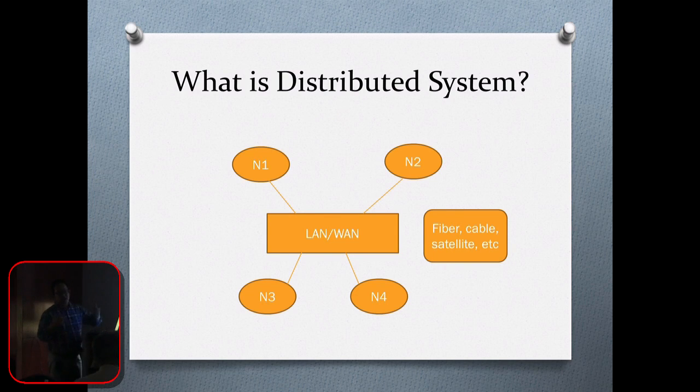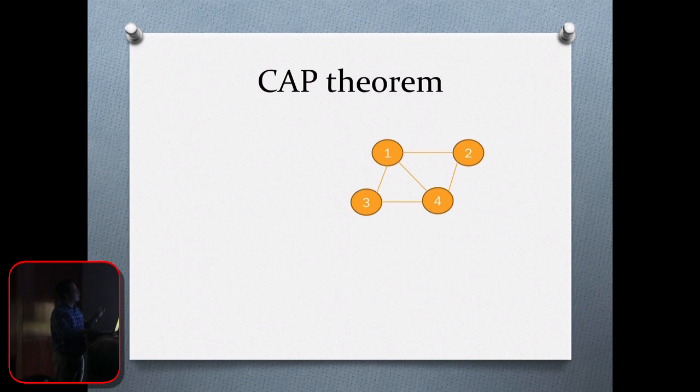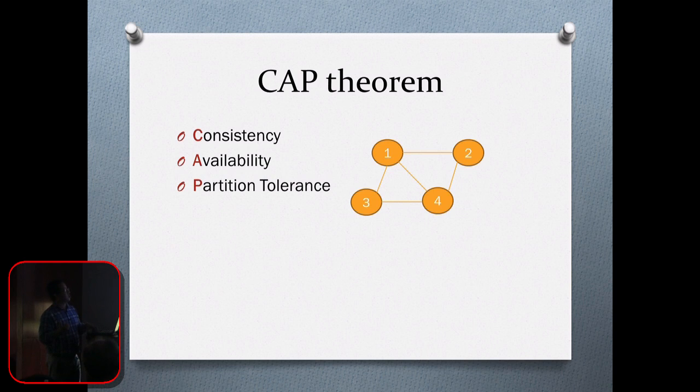So when we design an application as a distributed system, what do we care about? What should we think about when we design that system? The CAP theorem is the basic principle when we start working on distributed systems. In the system, we have consistency, availability, and partition tolerance.